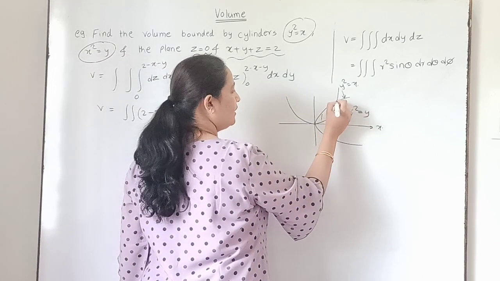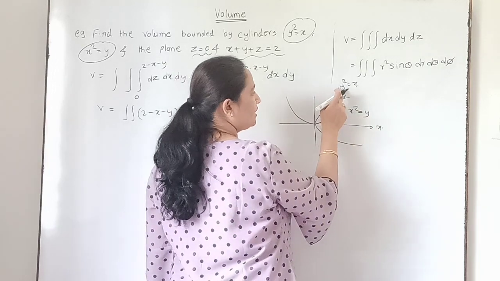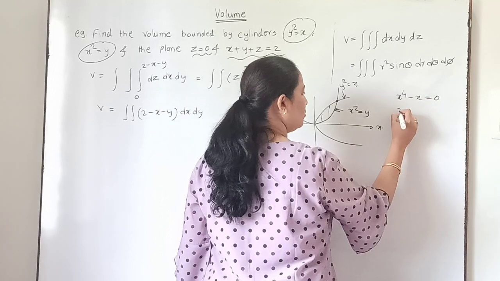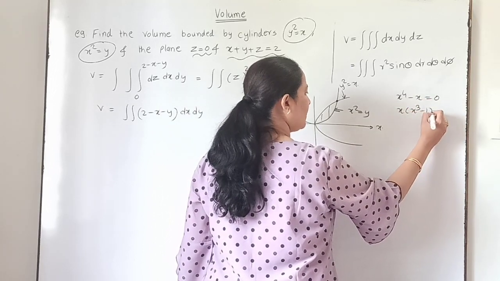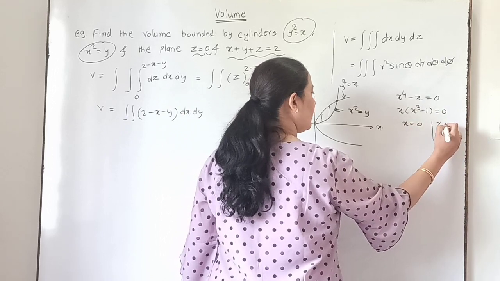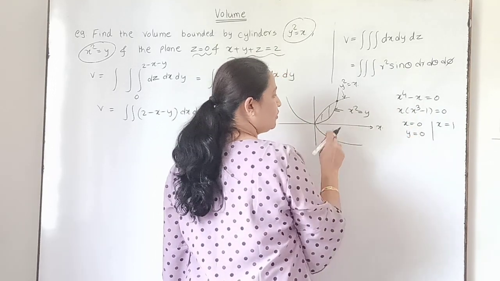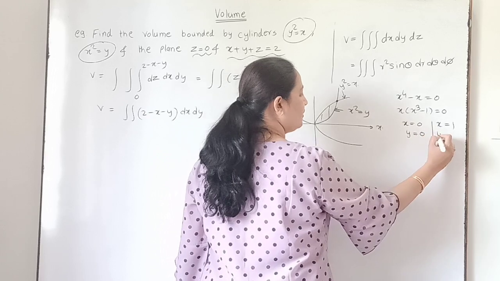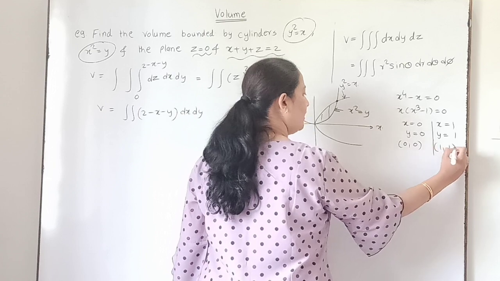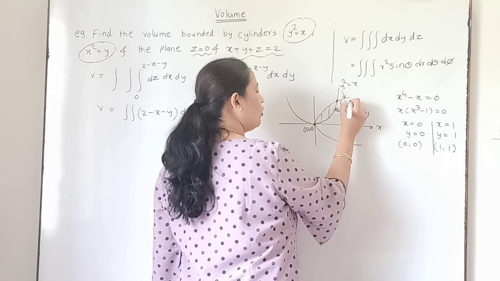The two curves will intersect. For this, we will solve these two equations simultaneously. If I put y equal to x square here, it is x raised to 4 minus x equal to 0. That is x in bracket x cube minus 1 equal to 0. This will give you two real values, x equal to 0 and x equal to 1. If I put x equal to 0, we get y equal to 0. And if I put x equal to 1, we get y equal to 1. So the two curves will intersect at the points 0, 0 and 1, 1. So this is the origin 0, 0 and this point is 1, 1.